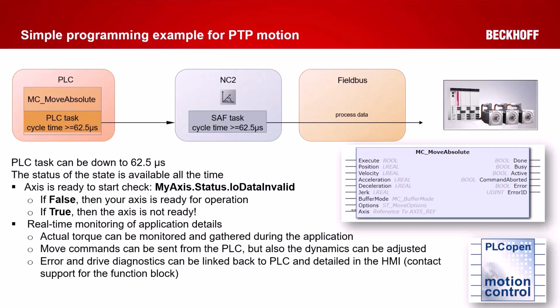So here, this is a very important feature where you can look at my axis status and am I valid or not? If you are false, the axis is ready for operation. If that is true, because IO data is invalid, the axis isn't ready. You would look for that to be false, and then you would enable your axes. So you can really real-time monitor the axis at any point in the application.